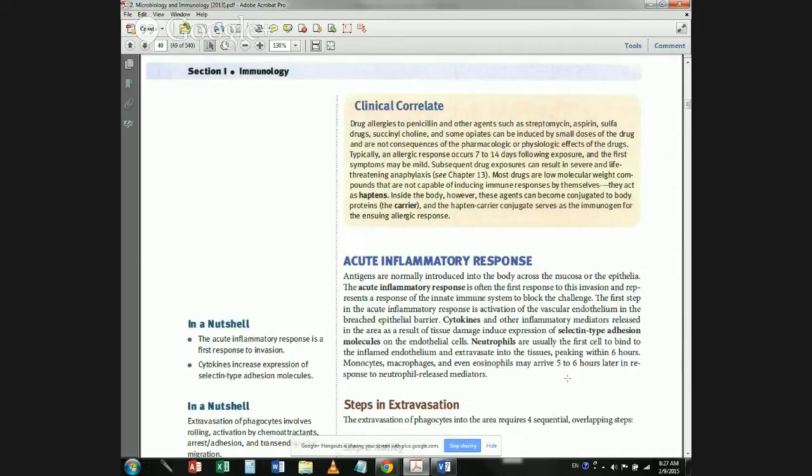So typically an allergic response occurs 7 to 14 days following exposure. I see. So is that why people just say, okay, take the drug, come back to see me in 7 days, and we'll see. The first symptoms may be mild, so you gotta watch out for that. Make sure you don't miss it. Subsequent drug exposures can result in severe and life-threatening anaphylaxis.